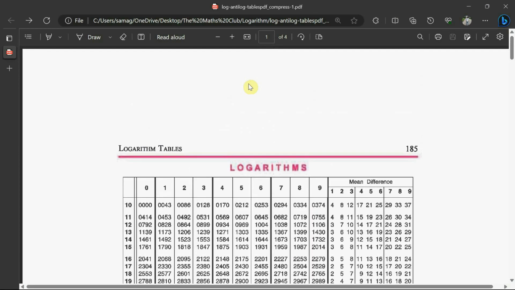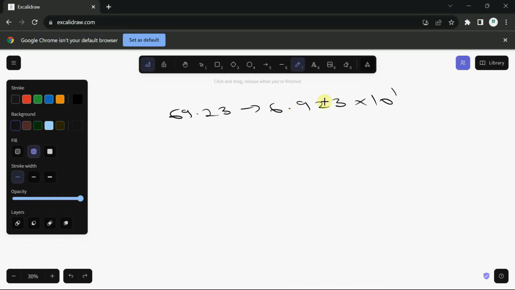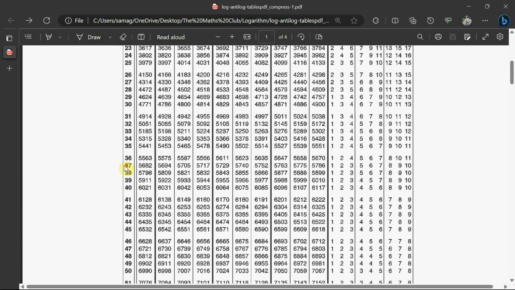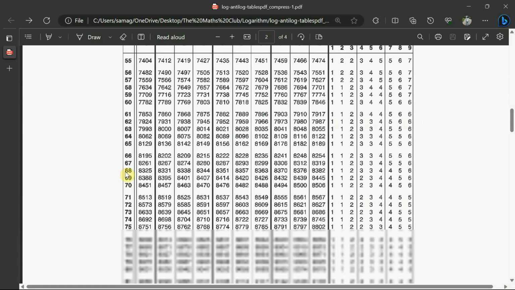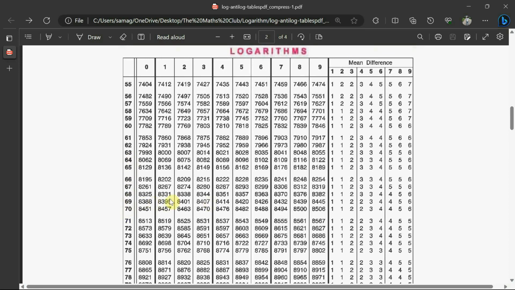So this is my logarithm table. First thing, you want to ensure that the heading is saying logarithm. Now you can see the first number that I have here is 10, but I'm trying to find something that is 6.923. So that means that I won't be able to find 6. What we do is join the first two numbers, which is 69. We join the first two numbers, 69, then we go to the logarithm table and look for the column under this place, look for number 69. Here it is. So this is the line that we're interested in.